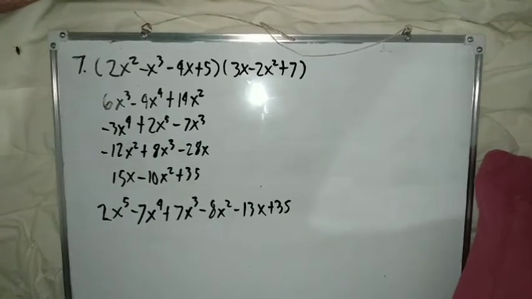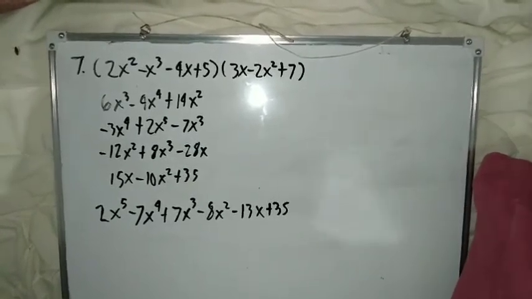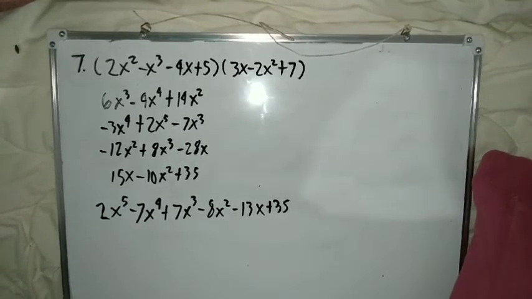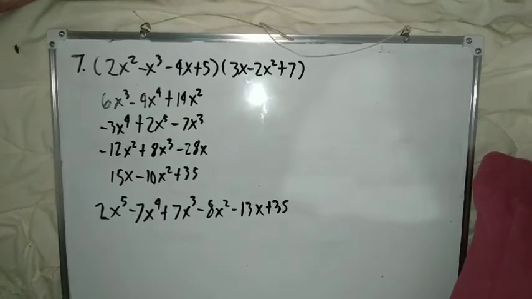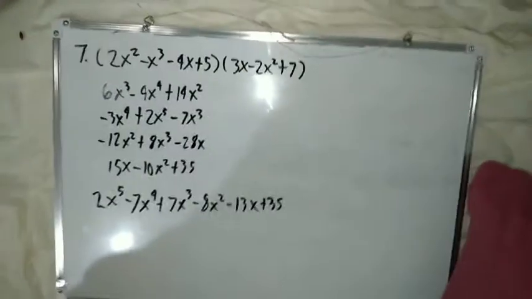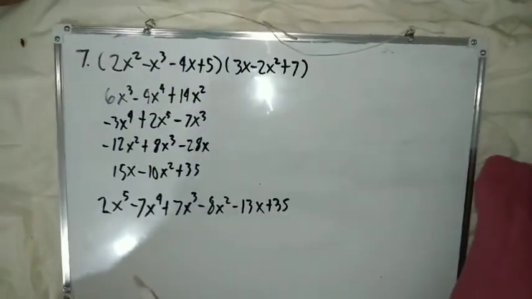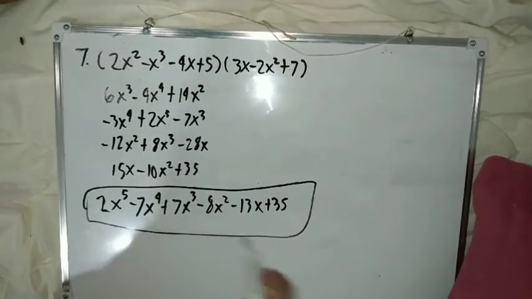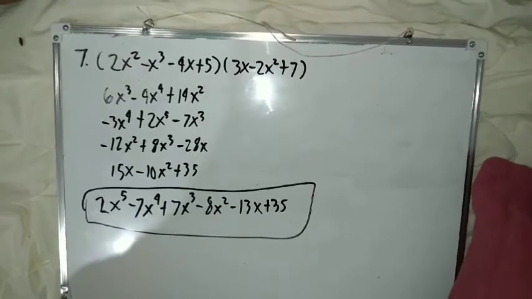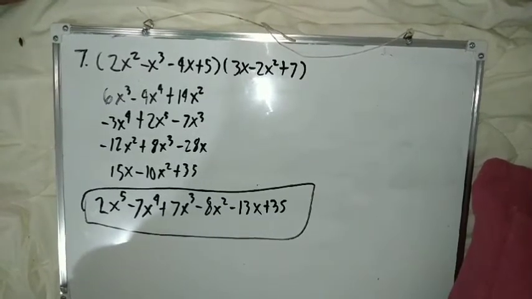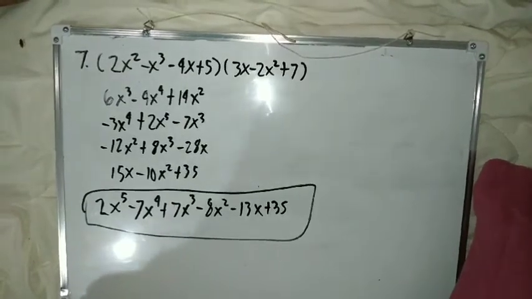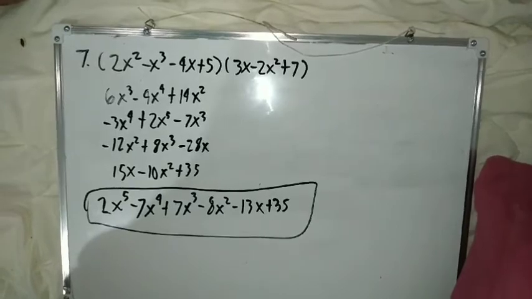And multiply positive 5 to the quantity of 3x minus 2x squared plus 7, so the answer is 15x minus 10x squared plus 35. Then cancel the values that have the same variable, so the answer is 2x raised to the fifth power minus 7x raised to the fourth power plus 7x cubed minus 8x squared minus 13x plus 31. That's the answer for number 7.